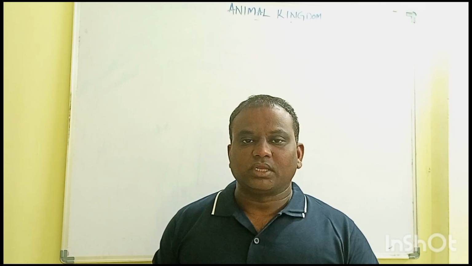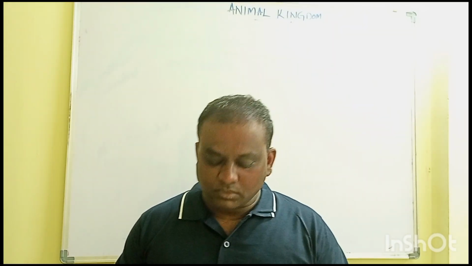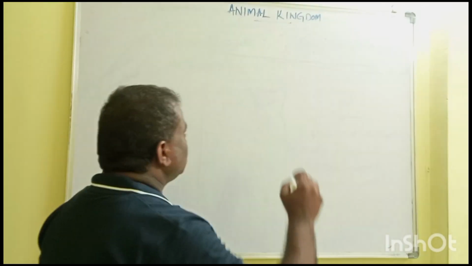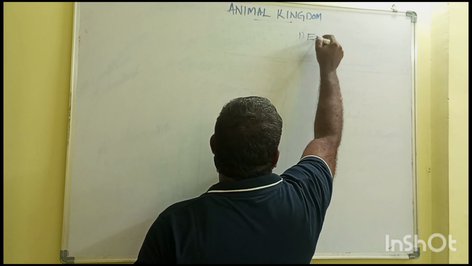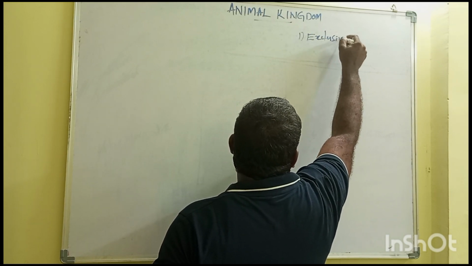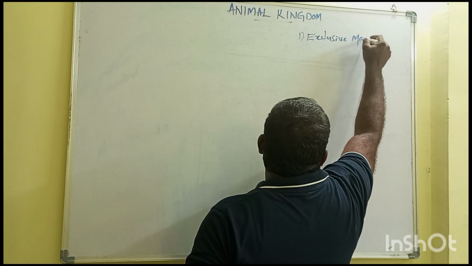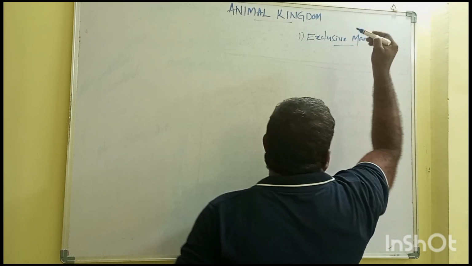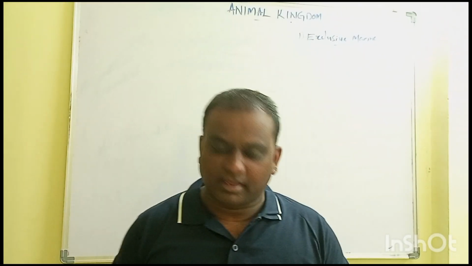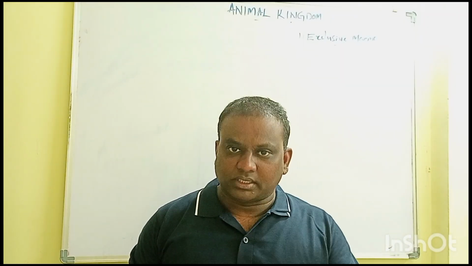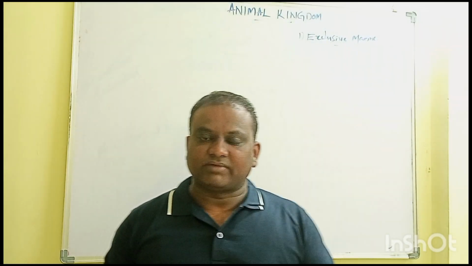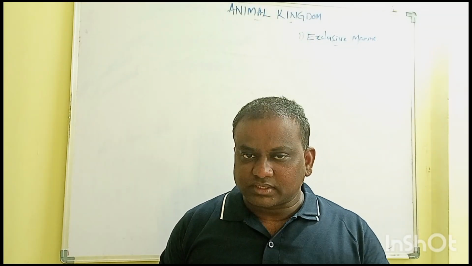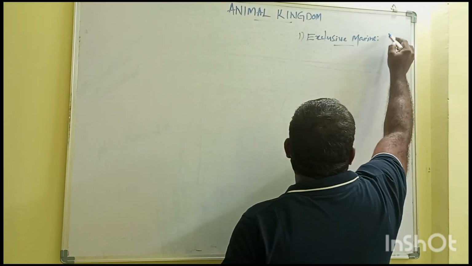There are 12 important points for the NEET exam when it comes to the animal kingdom. Let us start with the first point. It is all about the habitat, the animals which live in marine water, that is, exclusively marine animals. The animals which live only in marine water come under exclusively marine. There are 6 groups of animals which live in marine water: Ctenophora, Echinodermata, Hemichordata, Urochordata, Cephalochordata, and Chondrichthyes. So these are the 6 groups that come under exclusively marine.